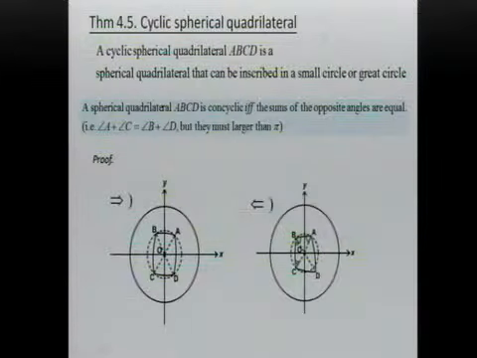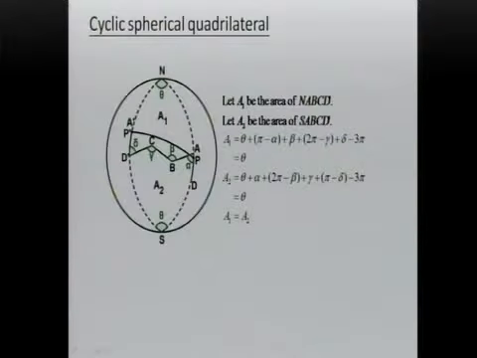The definition of a cyclic spherical quadrilateral is one that can be inscribed in a small circle or great circle. We use stereographic projection to prove that a spherical quadrilateral is cyclic if and only if the sums of the opposite angles are equal. Now consider the expanded form of a cyclic spherical quadrilateral.